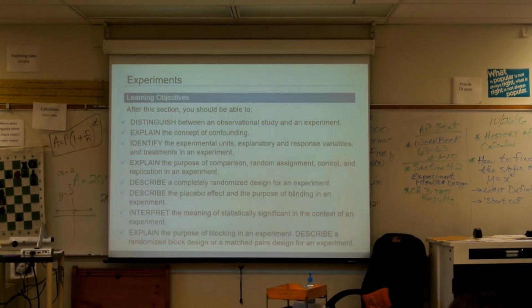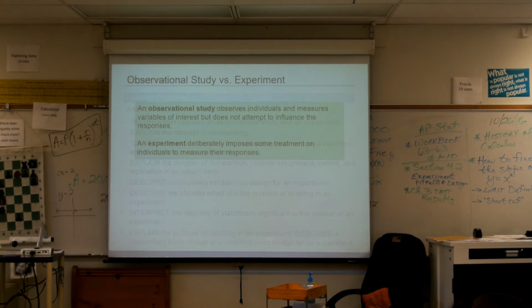All right, so this is the first slide here. One of them is exactly what I said: I'll be able to explain confounding correctly. Okay? So these are the checks. Describe a placebo effect and the purpose of blinding. So that's a big picture view of the whole section. That's just one section in the textbook. Observational study. That's the second one, right?